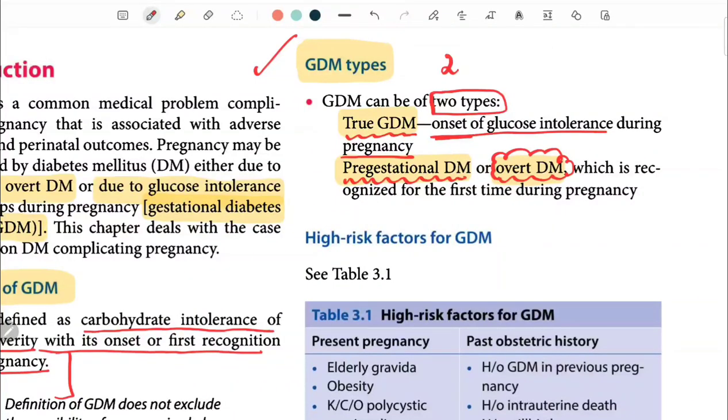Whereas pre-gestational diabetes mellitus or overt diabetes mellitus means the DM is recognized for the first time during pregnancy. Which means even before pregnancy the mother would have had diabetes mellitus, but the diagnosis itself is made only for the first time during pregnancy. That is pre-gestational DM or overt DM.